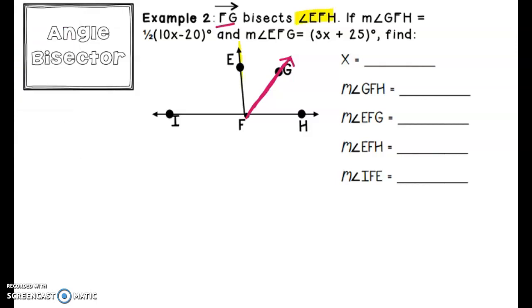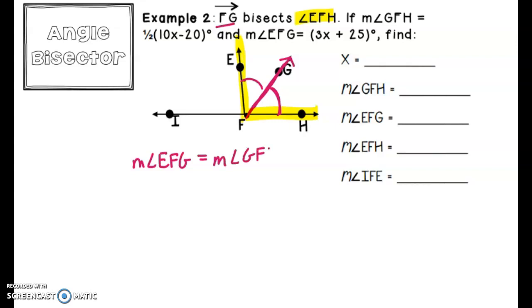So right here, it's bisecting EFH, so this angle. What that tells me, since they said it's bisecting, is that this angle, EFG, and this angle right here, GFH, are equal or congruent. Since I use the M's, I need to put an equal.